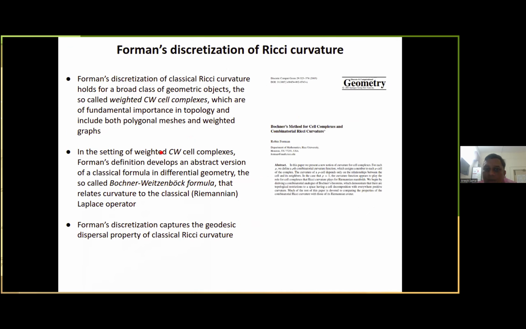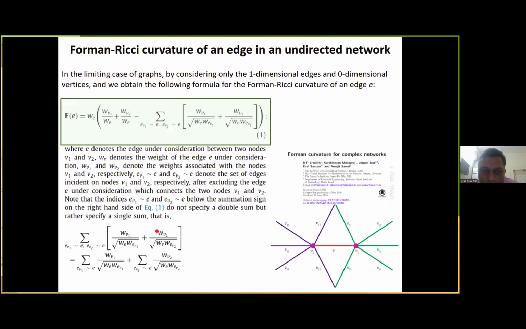In the setting of weighted CW cell complexes, Forman developed a differential geometry with the so-called Bochner-Weitzenböck formula that relates curvature to the classical Riemannian Laplace operator. So essentially, as I mentioned in the previous slide, Forman's discretization captures the geodesic dispersal property of classical Ricci curvature. Given these facts, one can easily write the formula for the Forman-Ricci curvature in a graph, and that's what my colleagues did. And we tried to see if this could be useful; it is associated with an edge, as I mentioned.